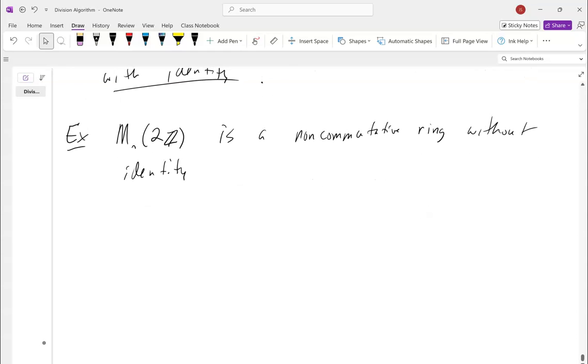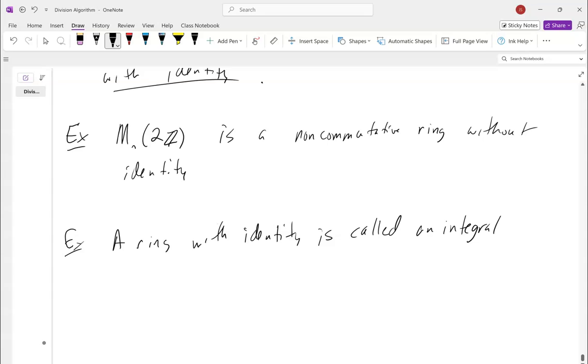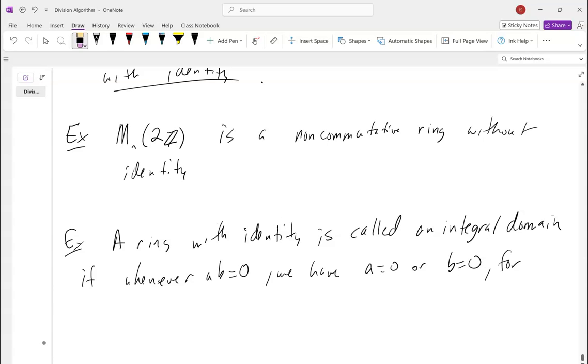So one more definition. A ring with identity is called an integral domain, or sometimes we'll just not say the word integral and just say domain, if whenever AB is equal to 0, we have A is 0 or B is 0 for all A and B in the ring. Integral domains satisfy the zero factor property.